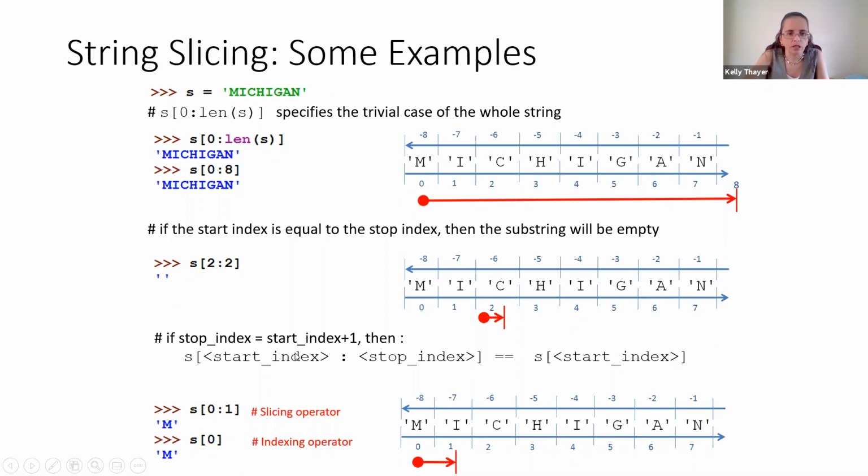If the stop index is equal to the start index plus 1, then we are going to pull out a single character. In that case, s of start index up to the stop index is equal to s of just the start index. We're illustrating that here. We would go from M up to but not including I, which would be the same as taking s of 0.